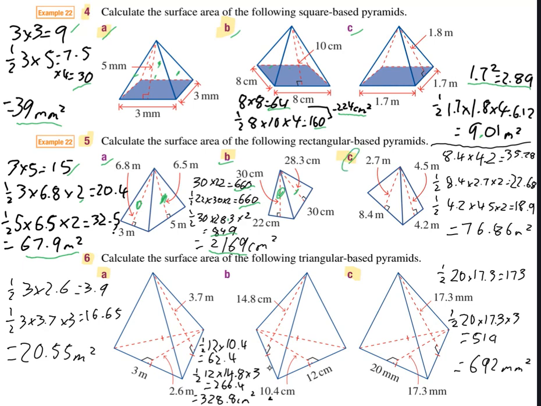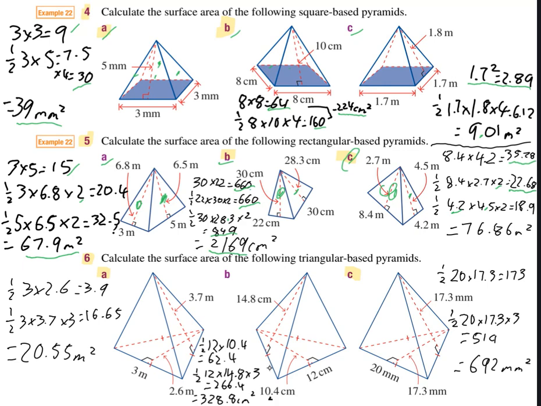For C, you've got your base, 8.4 times 4.2 is 35.28. Then for this triangle, half base of 8.4 times by your height of 2.7 multiplied by 2, because there's one on this side and one on the far side, which we can't see. That's 22.68. Then, same again for the other one. Half base of 4.2 times 4.5, don't forget the dot, times by 2, because there's one on this side and one on the far side that we can't see.